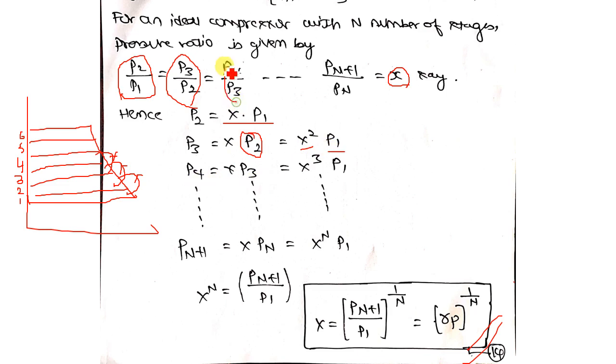If I continue the same process, Pn plus 1 will be equal to x times Pn, which would be equal to x to the power of n into P1. So if you equate these two, you can write x to the power of n equal to Pn plus 1 divided by P1. Pn plus 1 divided by P1 is nothing but your Rp. That is the final thing which you were asked to show, in the second part of the question.